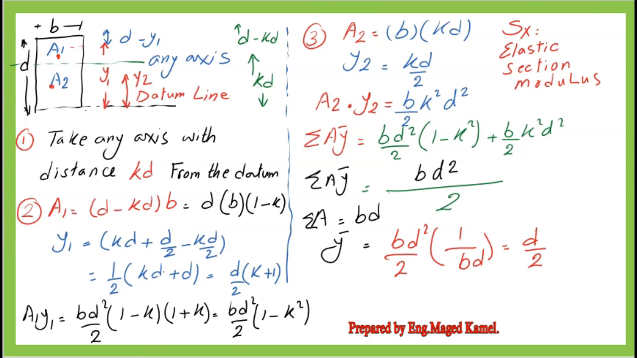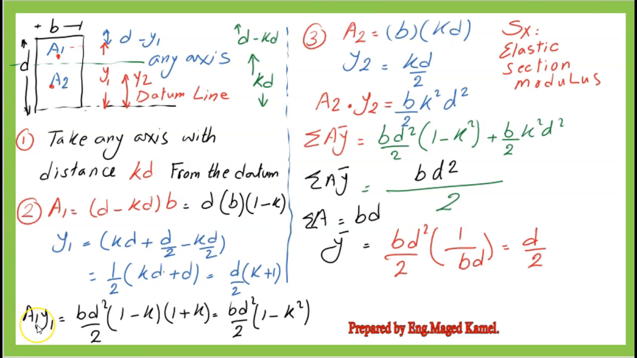We can estimate the area A sub 1 as equal to B multiplied by D minus KD, equals BD times (1 minus K). If we let Y1 be the distance from the CG of the upper area A sub 1 to the lower datum, we can estimate the Y1 value as equal to KD plus 0.5 multiplied by (D minus KD), equals D over 2 times (K plus 1).